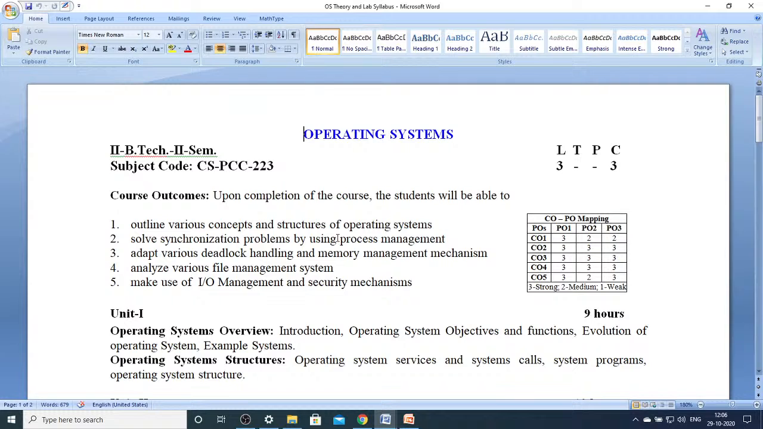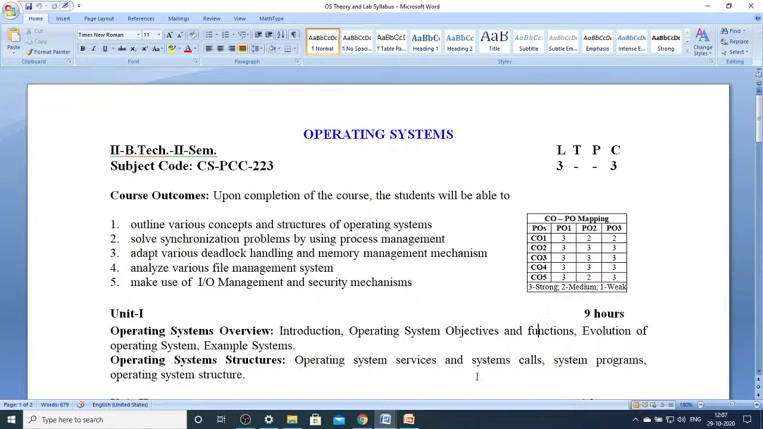So in Unit 1 altogether we have only 6 long answer questions. The first and foremost will be the operating system functions. What are the objectives and functions of operating system? This is the first question. And then the evolution of operating systems, the second question. And operating system services, the most expected question, that is the third question.